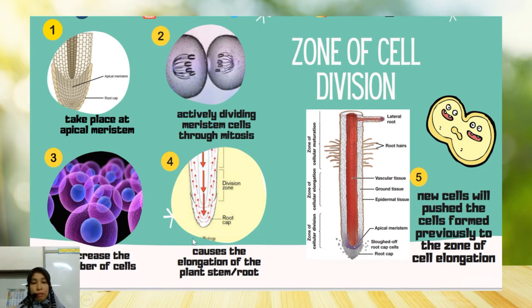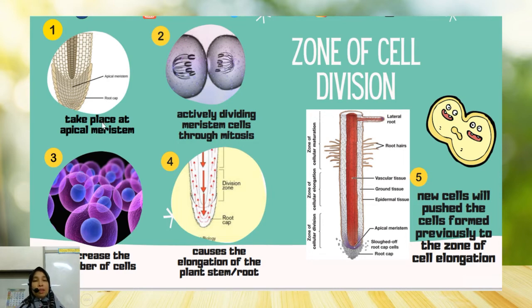Number four, it will cause the elongation of the plant stem or root. The root will become longer, elongating more downwards. For the shoot, the stem will grow higher and the plant becomes taller, because of the increase in the number of cells. That is what happens during the zone of cell division, and that you have to know.